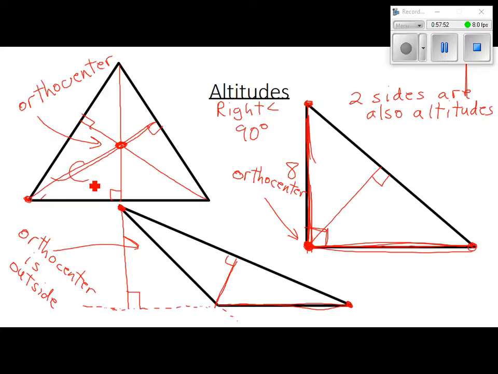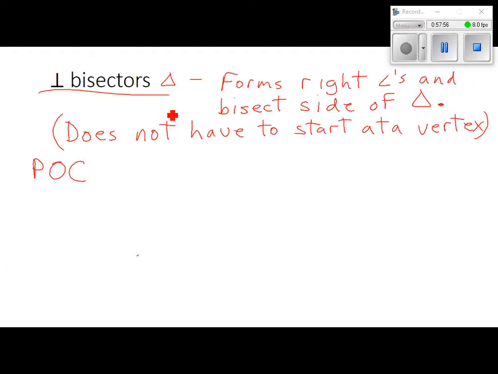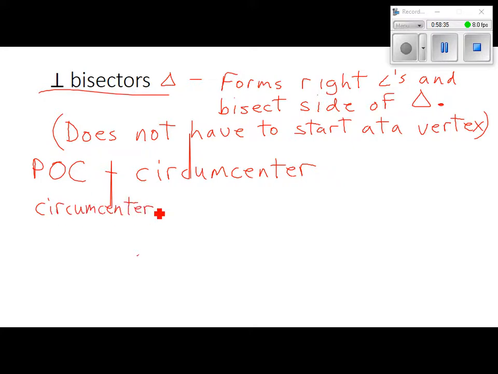What's the point of concurrency for a perpendicular bisector? What is it? Circumcenter. So make sure you write that in. Does it have a theorem? It does. What theorem does it say it is? Circumcenter theorem? Did anybody find the circumcenter theorem? The circumcenter of the triangle is equidistant from the vertices of the triangle.